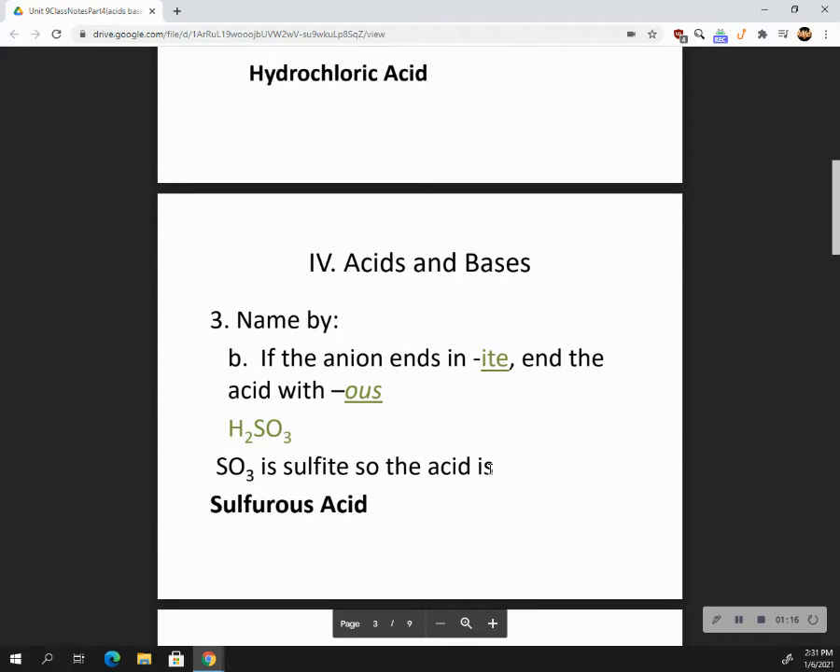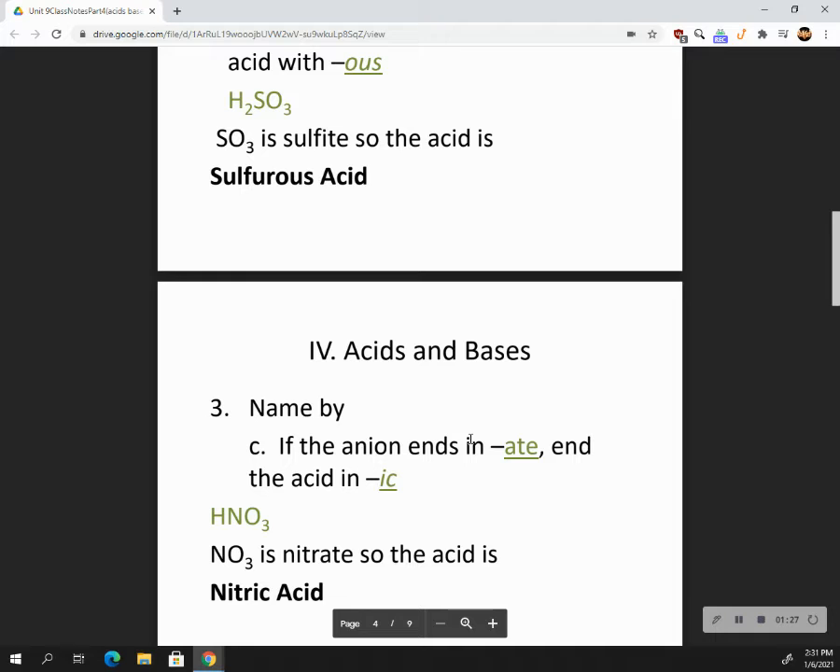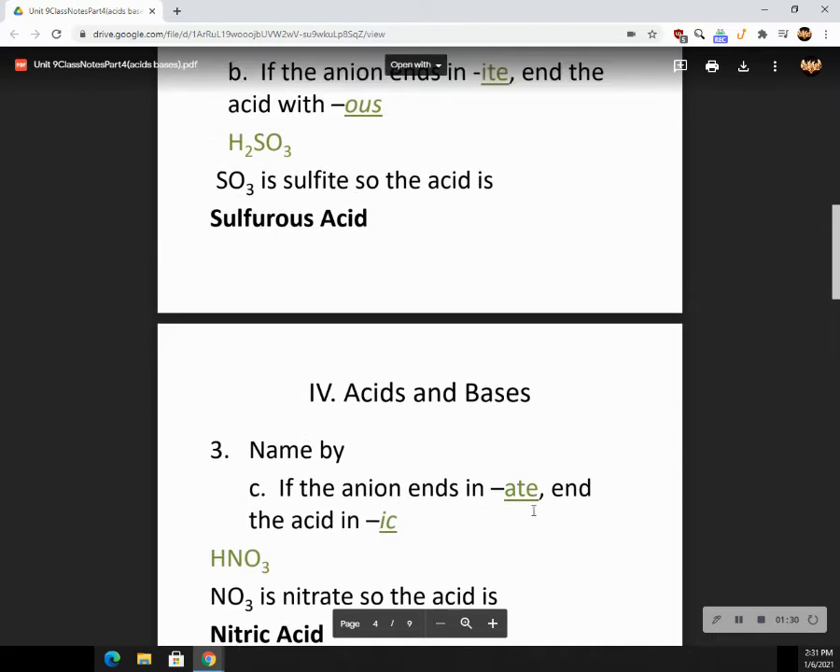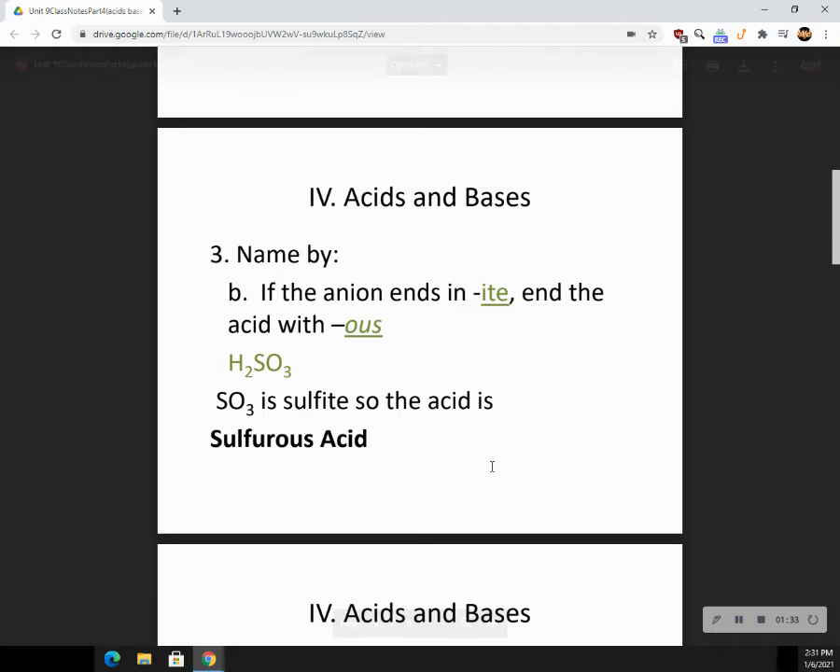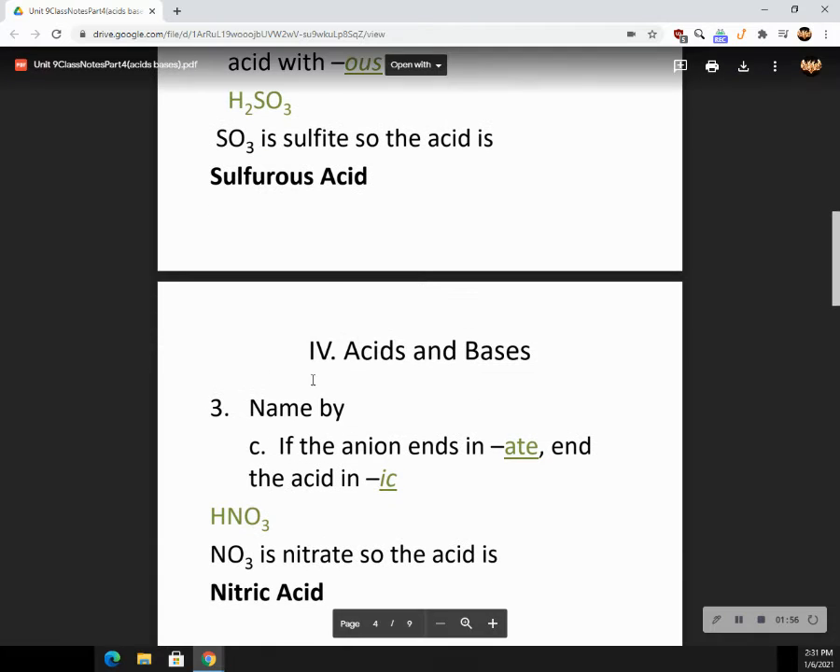Now, if it ends in ite, that is where we see something that is us. So if it ends in ite, it is us. If it ends in ate, it is ic. So this is with polyatomic ions. With polyatomic ions, we do not say the hydro. Hydro is only when a hydrogen cation goes with a monoatomic anion. If it goes with a polyatomic anion, then it drops the hydro and either becomes us or becomes ic. So that's where we see the difference.